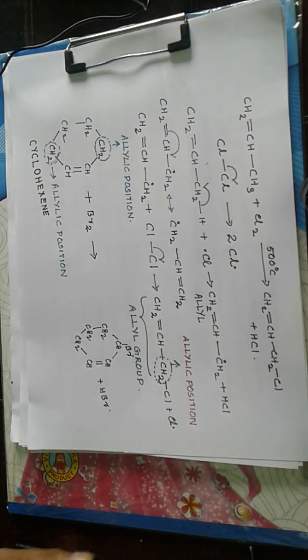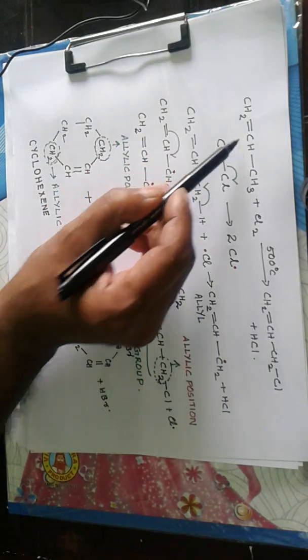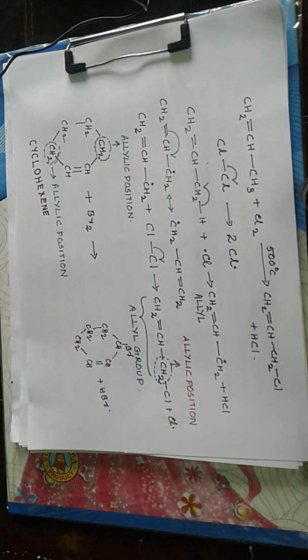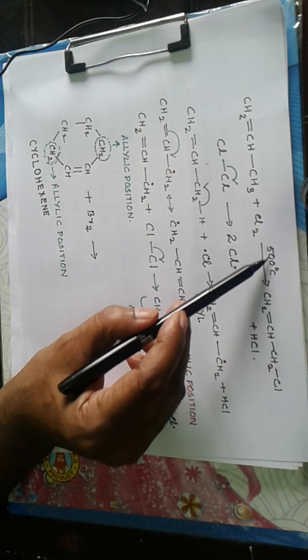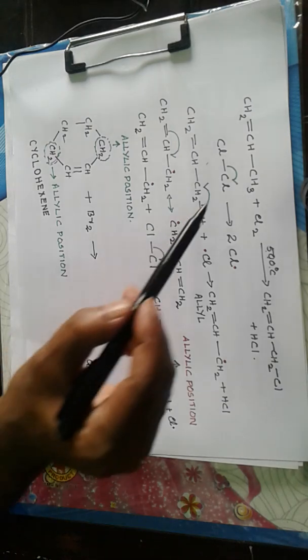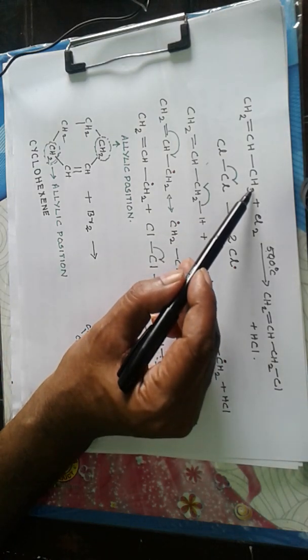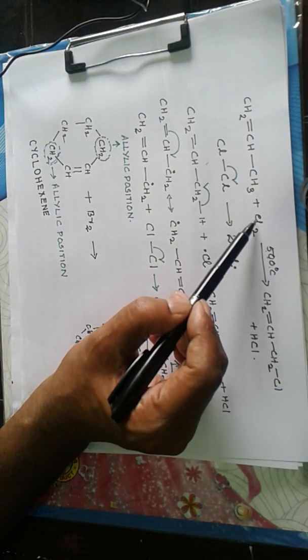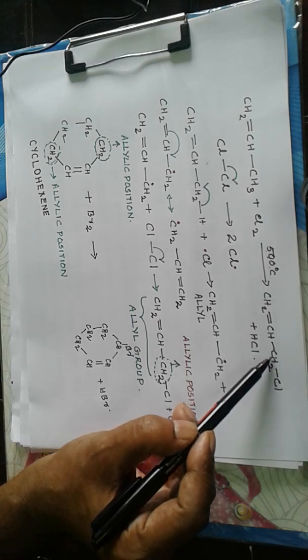Now consider the propene molecule, CH2 double bond CH single bond CH3. When propene is reacted with chlorine at a very high temperature, that is 500 degrees Celsius, instead of an addition reaction, we get a substitution reaction where one H atom of the CH3 is replaced by a chlorine. So we get CH2Cl.